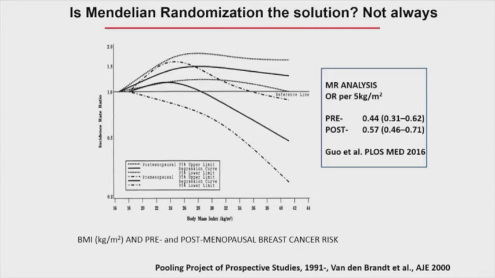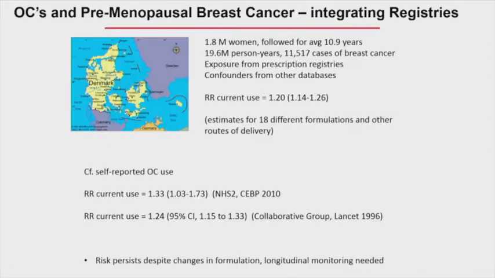but it just is a warning that it's terrific when Mendelian randomization actually is concordant with all of the other sources of information, but if it's the only source of information, it may or may not be correct.